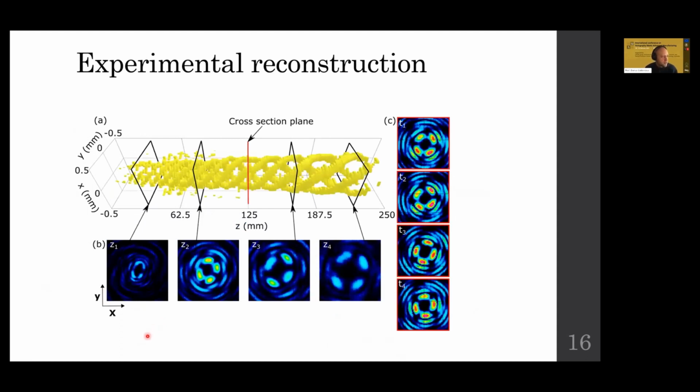So this is an experimental image, no longer numerical. It shows how for a visible wavelength laser, we managed to produce around 200 millimeter long area at which the spiral structure develops. Everything, again, is in spiral domain. This is not a holographic technique. It's direct linear observation of the structure.